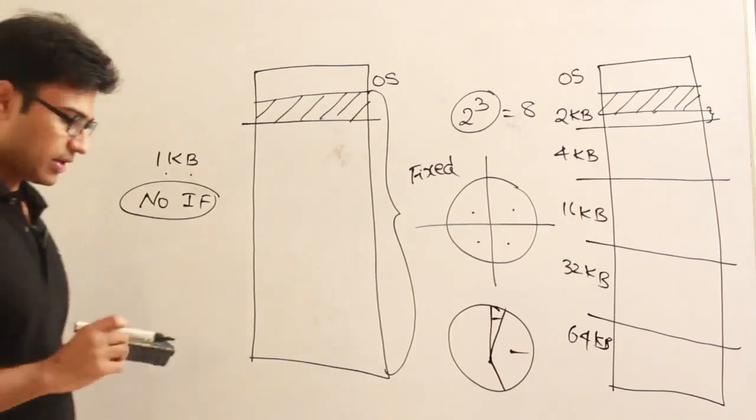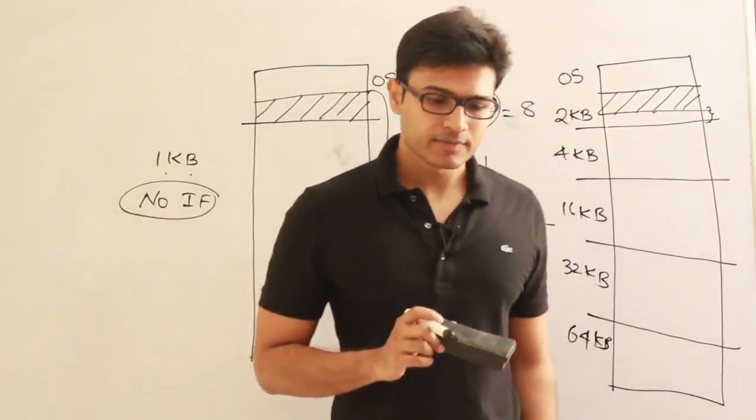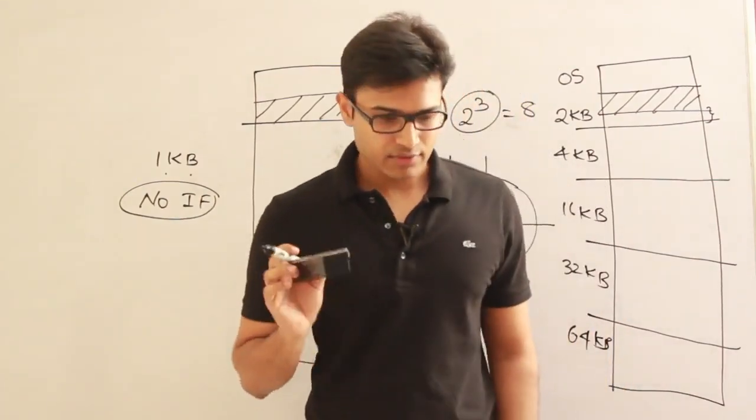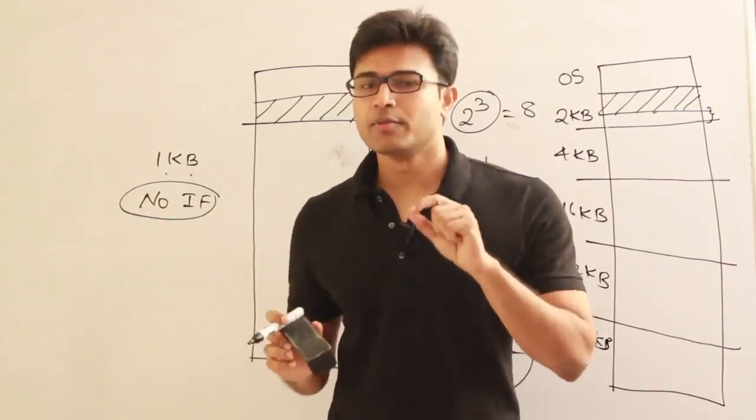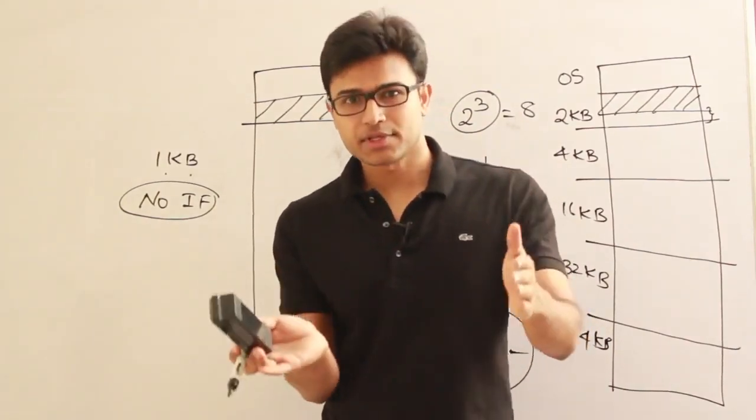So there is some confusion here, right? What is external fragmentation? Generally, one definition is this. External fragmentation is, because of internal fragmentation, if there is some wastage in the memory, and if all the wastage put together is making up some size, right?